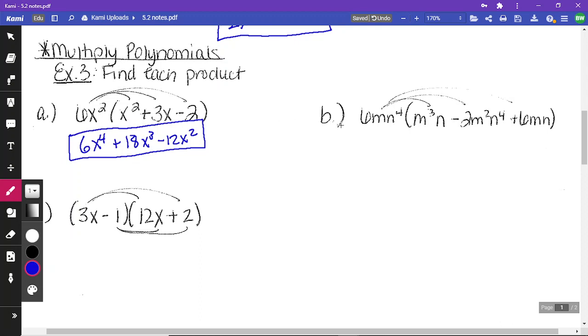Next one, this will be a little bit of work. Just use the distributive property though. We have to watch those exponents, and you know, we're adding exponents when we multiply. So when we take the 6m times n to the fourth times this first term, we're going to have 6. The m exponents add. 1 plus 3 is 4, our new exponent.